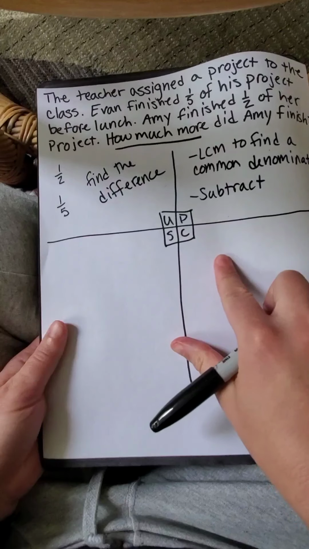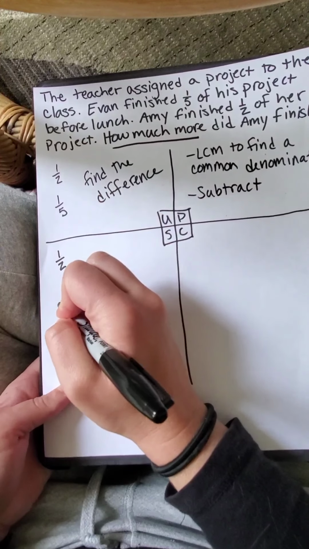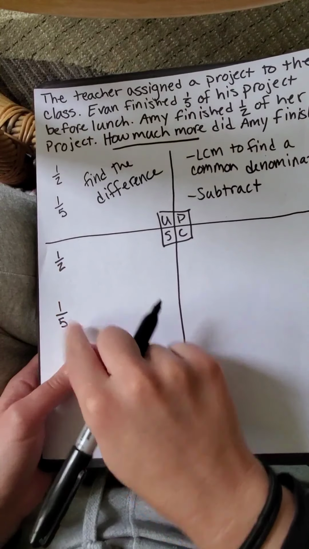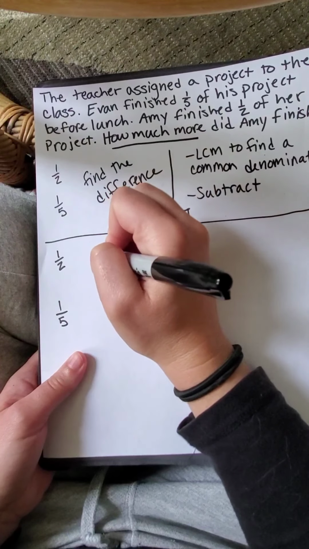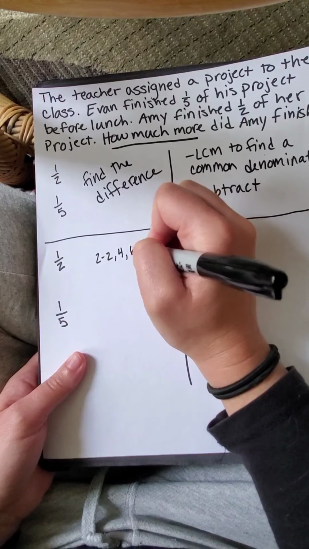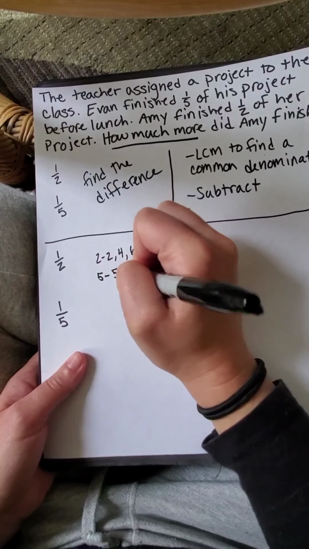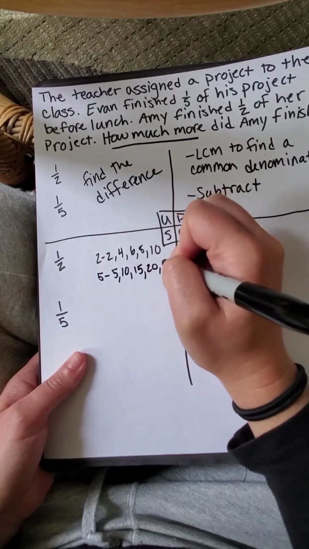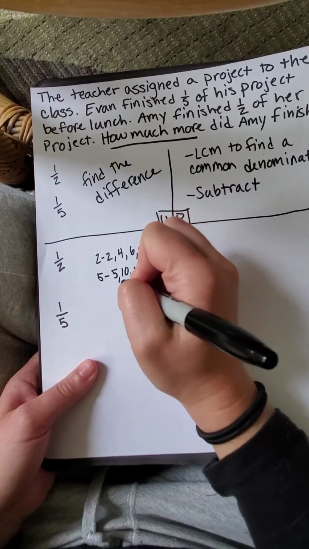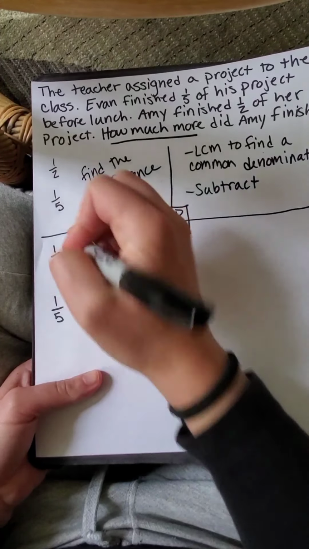Okay, so one half and 1/5. I need to list the first couple of multiples for each of these different denominators. I like to start with the first 5. Okay, and I see that both of these numbers have a multiple of 10, right? So that's going to be my new denominator.